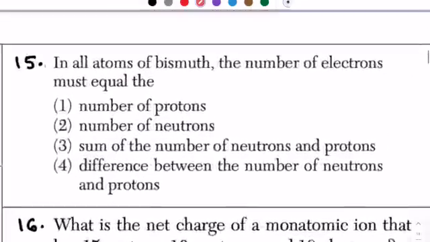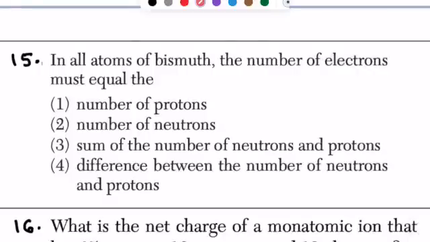For number 15, in all atoms of bismuth, the number of electrons must equal the number of protons, as we just said. And because this is saying an atom of bismuth, we are just going to assume that this is a neutral atom. Because if it had a charge, the question would have said in all ions of bismuth. So if it says atoms, it's safe to assume that this is a neutral atom.